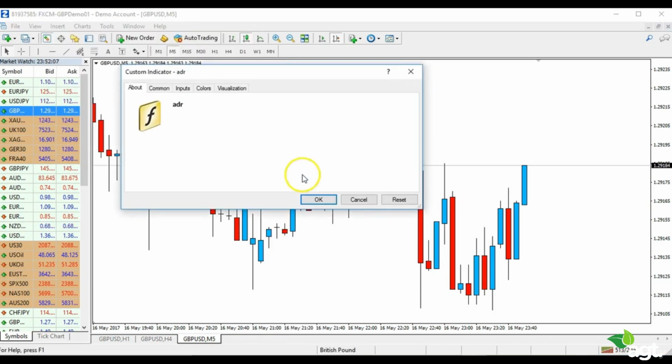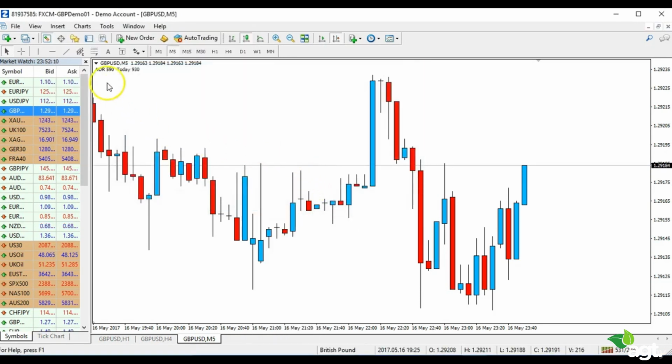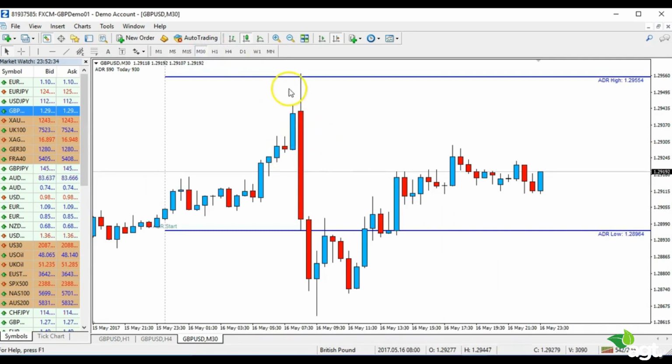Because, in fact, let me click one of the ones I use. This one is called an ADR indicator. What it does is it actually works out what the daily range was for the past 5 days, and it tells you what you should expect for today. So, for example, the ADR was 59 points, and today it's showing 93 points. Okay, so you can see when the ADR high and the low was hit, they formed these blue lines. Okay, so that can be useful, but it is just an indicator.